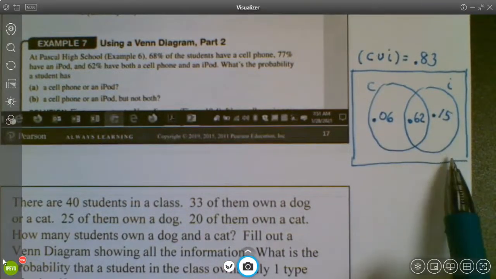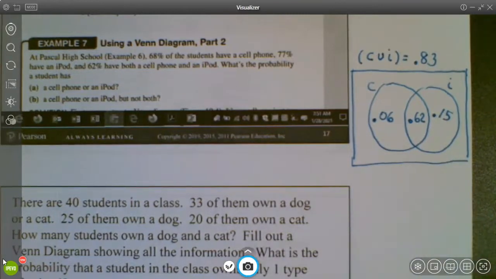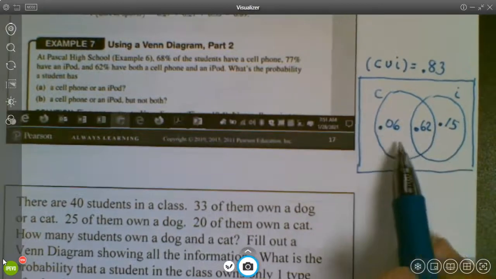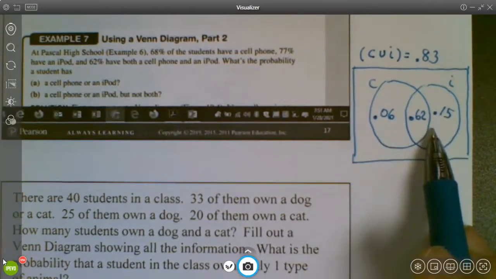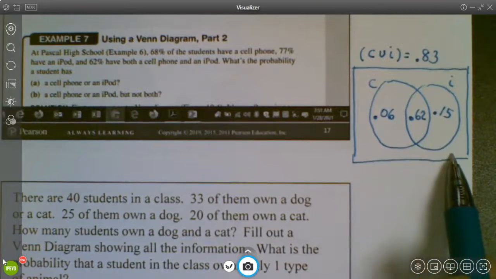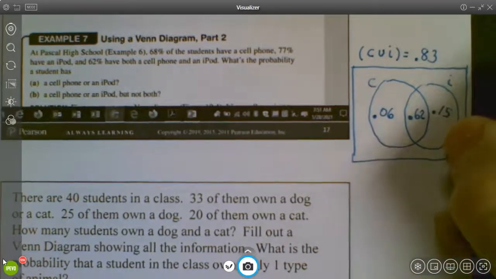So what then is out here? If I just want to look at this outer space, think about what I said on the diagram a couple minutes ago. If this represents 83% of people who have one or the other, then this area represents the remaining 17% who don't have anything at all.